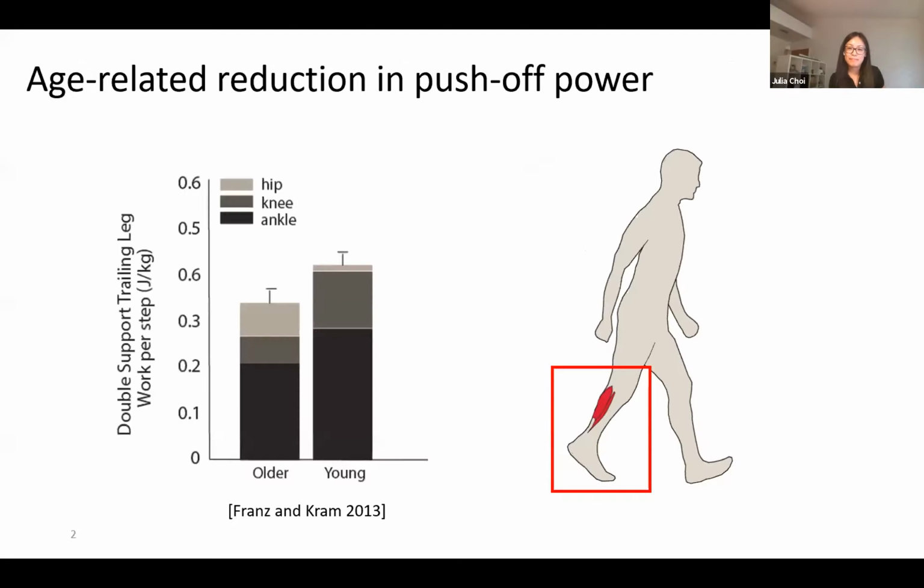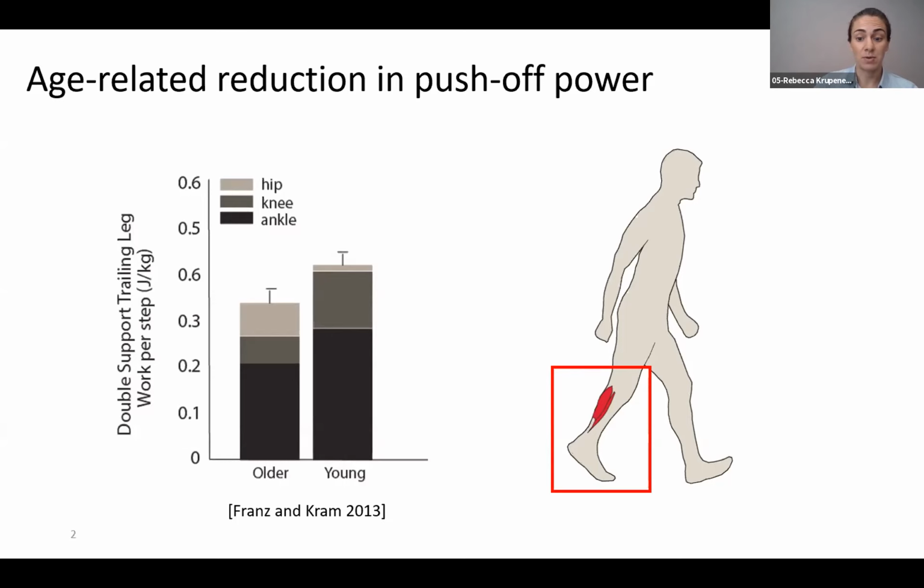Screen is frozen. There we go. Older adults walk slower and with a higher metabolic cost than young adults. These functional impairments are associated with a loss of independence and quality of life and are thought to stem in part from a substantial reduction in mechanical power during the push-off phase of walking.